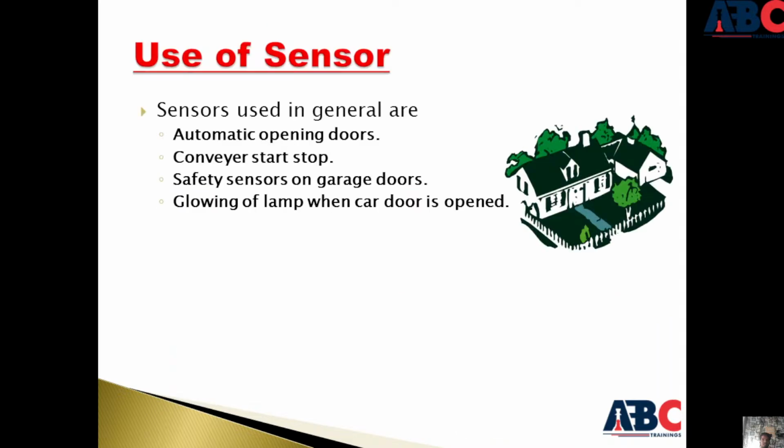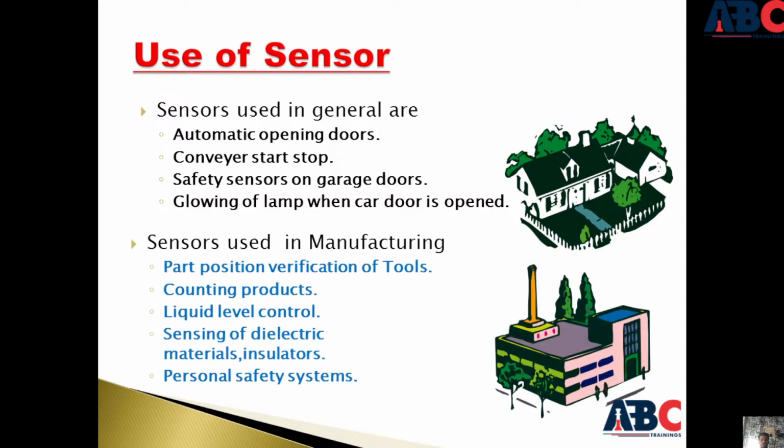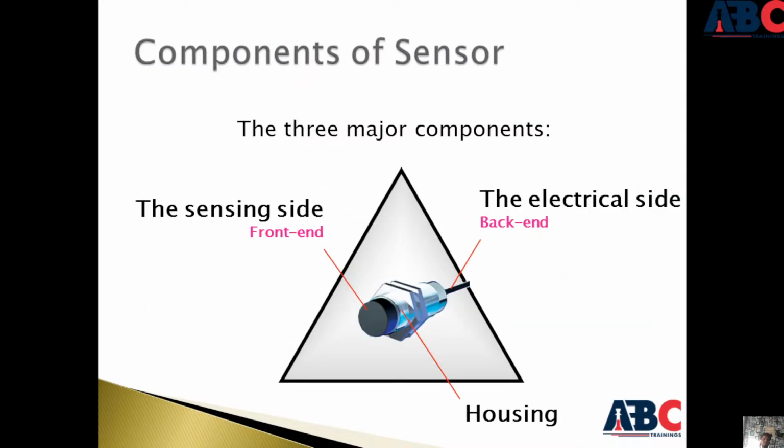Uses of sensors. Sensors used in general automation include automatic opening doors, conveyor stop, safety sensors on garage doors, and glowing of lamps when the car door is open. Sensors used in manufacturing include part position verification of tools, counting products, liquid level control, sensing of dielectric materials and insulators, and personal safety systems.